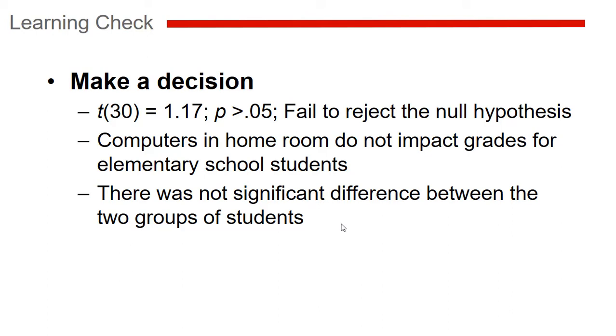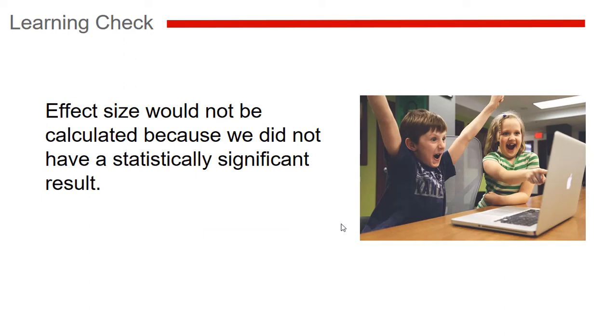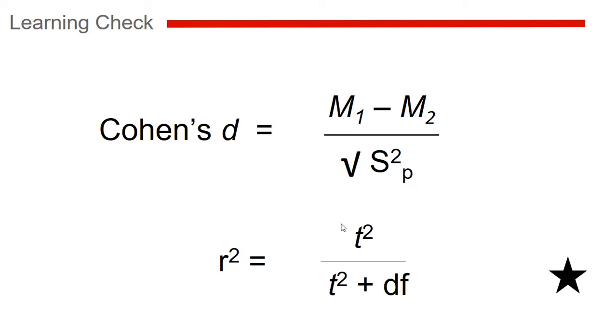And the very last step is we need to put it in our own words. There's a couple different ways you could say it. You could say that computers in homeroom do not impact grades for elementary school students, or you could say there was not a significant difference between the two groups of students. We actually don't calculate effect size in this case because we didn't have a statistically significant result. If we did, we could either use Cohen's d or we could use r squared, but we're not going to in this case.